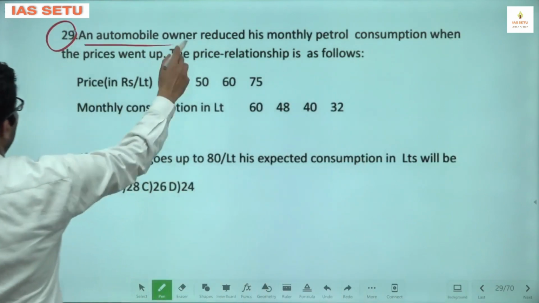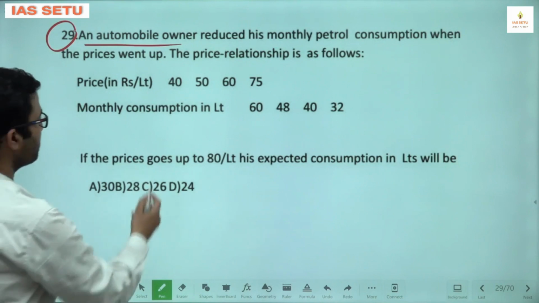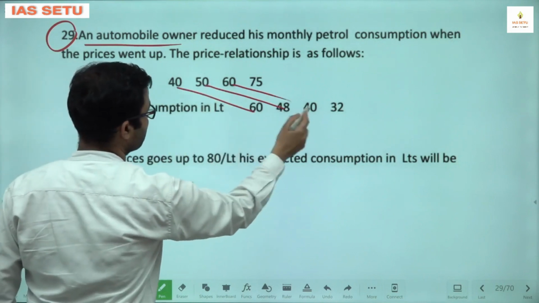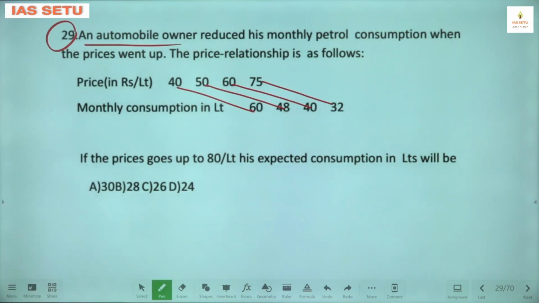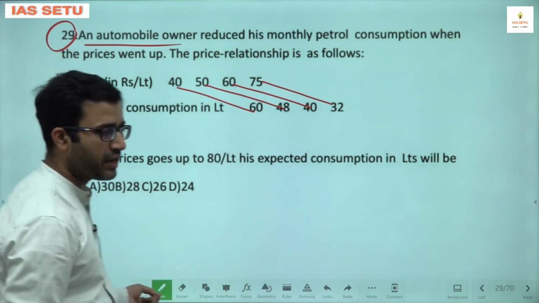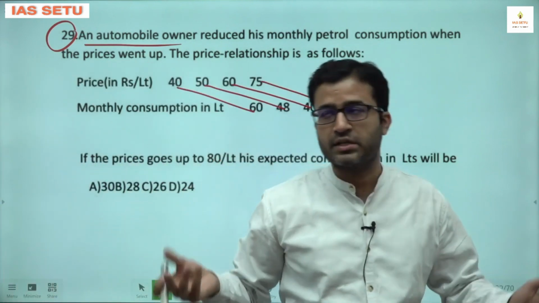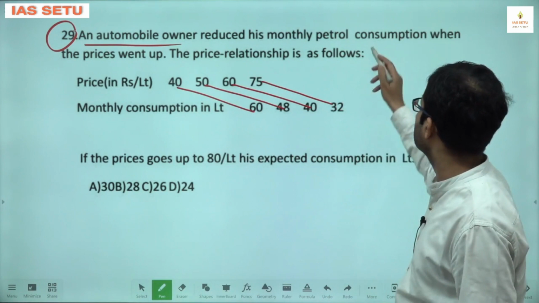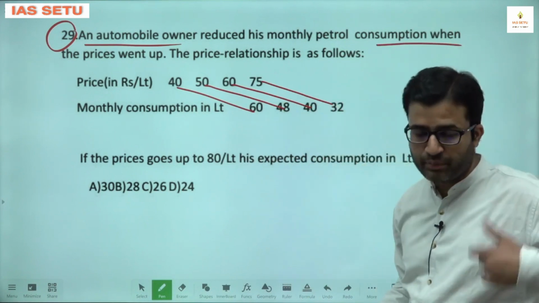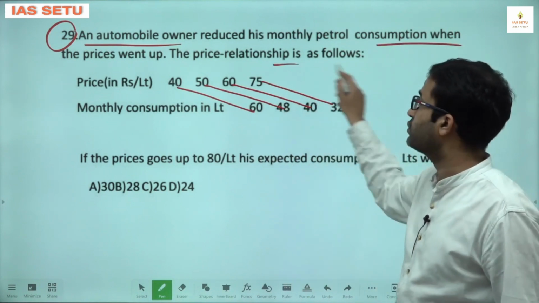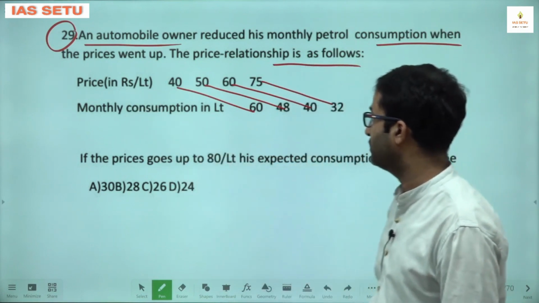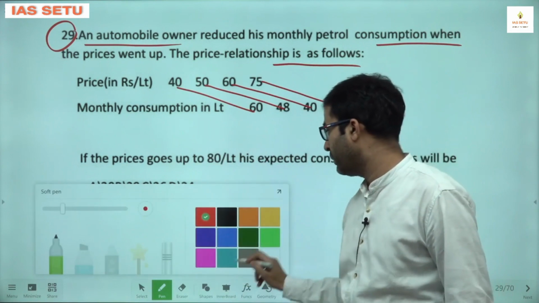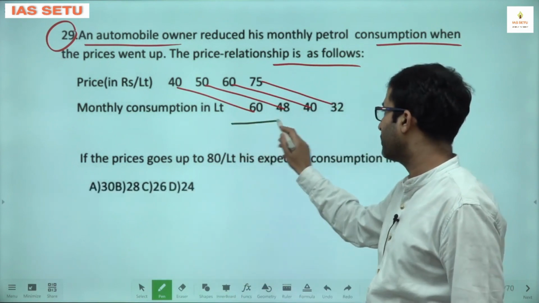Question number 29. An automobile owner. See here, this is 40, 60, 50, 48, 60, 40, 75, 32. Owner reduces his monthly petrol consumption, and it is a real time example. Every time you see there is a hike in the petrol price or diesel price, when the price went up we reduce the consumption, because we have fixed a certain budget for petrol. So price into monthly consumption, when you multiply you will find there is something which is common.